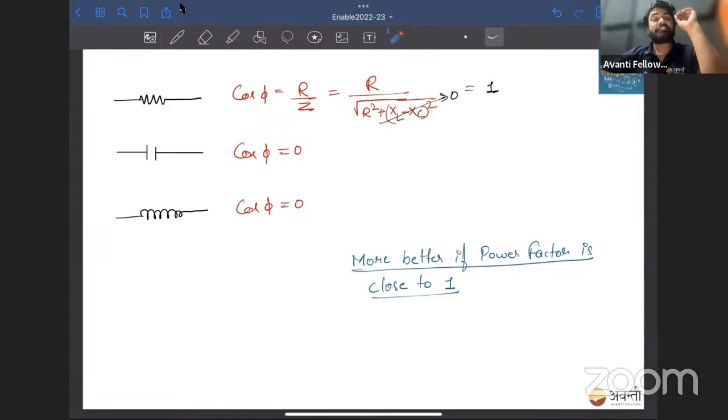Which is the better power factor? If the power factor is close to 1, then the circuit is better.